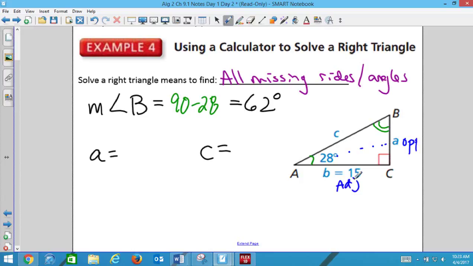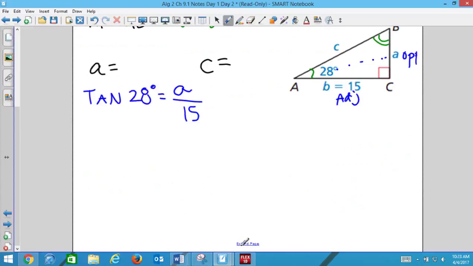The adjacent. So what uses adjacent and opposite? Oh, that's tangent. So we're going to do tangent of the angle, 28 degrees, is equal to the opposite, a, over the adjacent, 15. This is where yesterday we knew what the tangent was and could plug it in. But today we don't know tangent 28. It's not in our chart. So now, because of that, I'm not using my calculator yet.